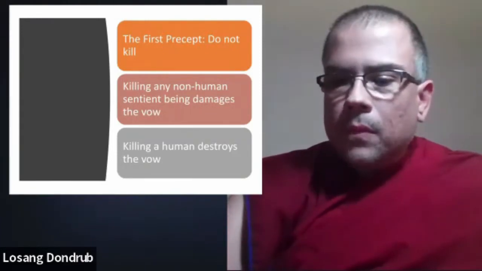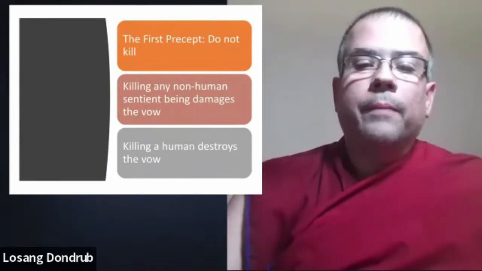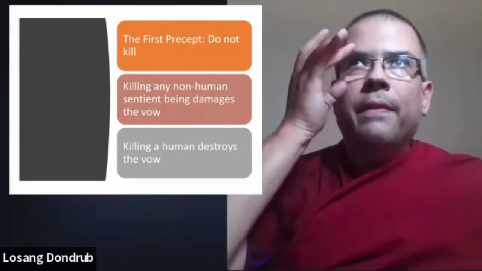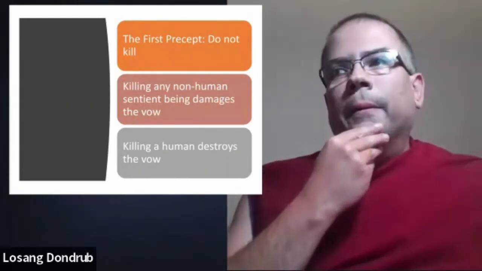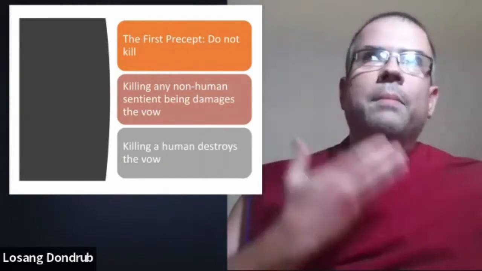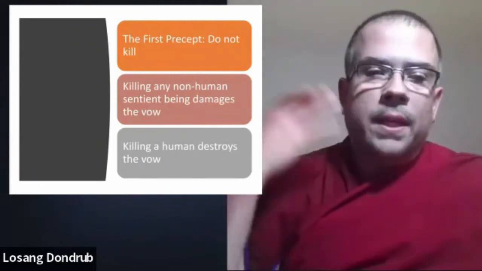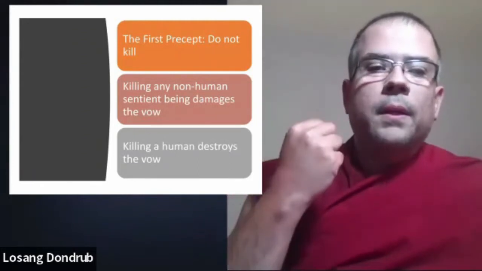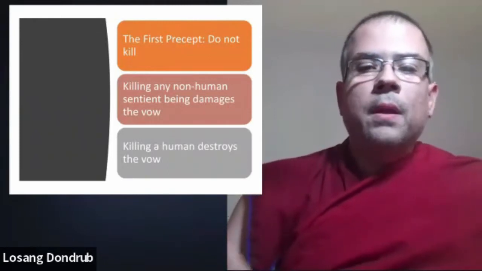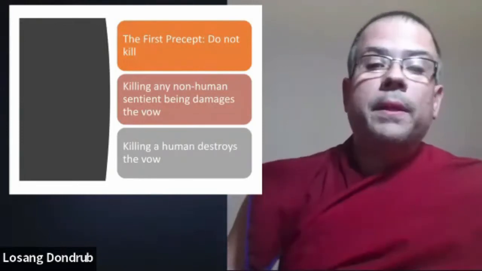Okay. But then if we do take the life of a human being, we are said to have destroyed the vow, meaning that we're relating to it so carelessly that we can't be said to be holding it anymore, that we've disregarded it so egregiously that we have to actually take the vow again, which is something that we can do.